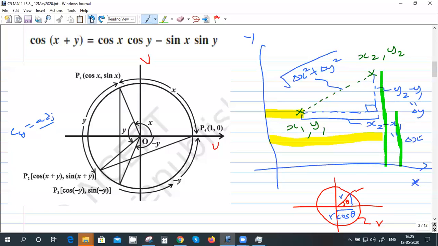So similarly, what is the vertical distance there? That would be r sine theta, right? This is r sine theta. Then the coordinate of this point is what?